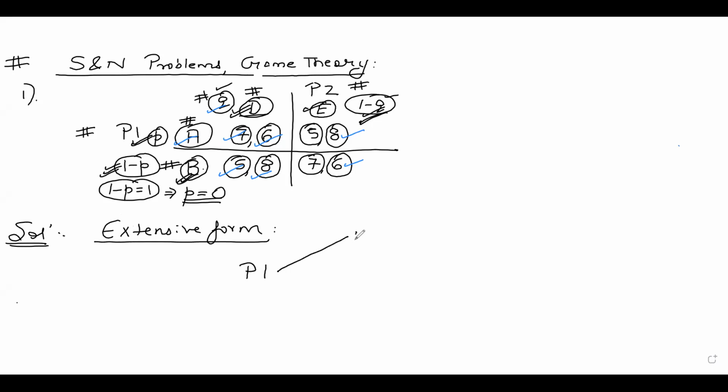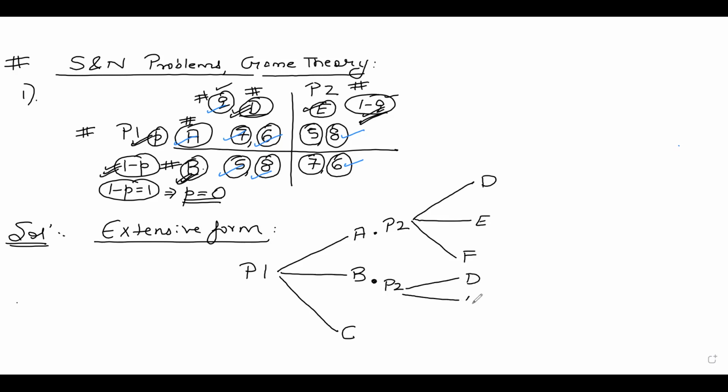Player 1 has 3 strategies A, B, and C, and corresponding to every strategy, you have a decision node of player 2. Player 2 further has 3 strategies D, E, and F. Here also player 2 has 3 strategies D, E, and F, and here also I have the decision node of player 2, with 3 strategies D, E, and F. And we can write the payoffs, guys.